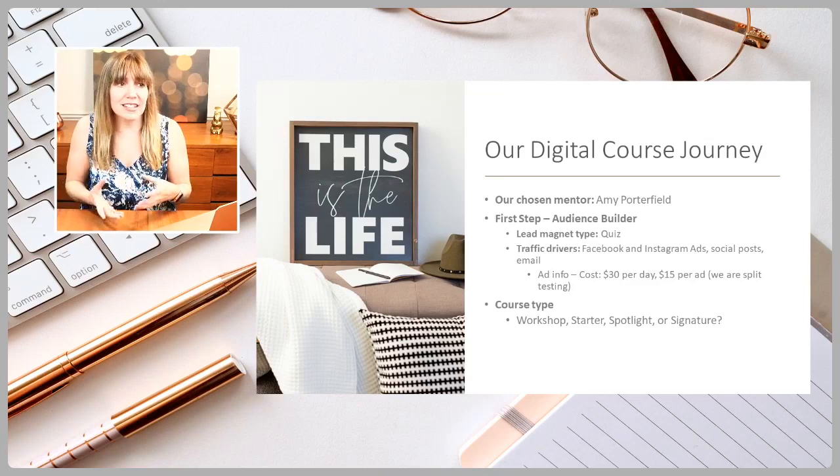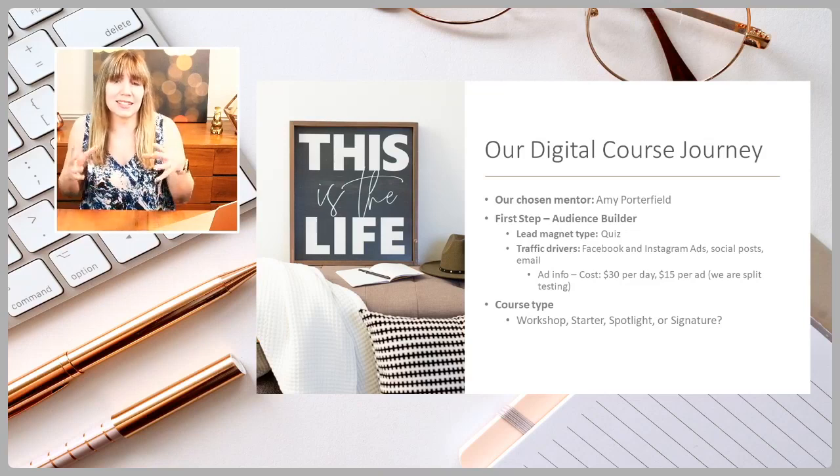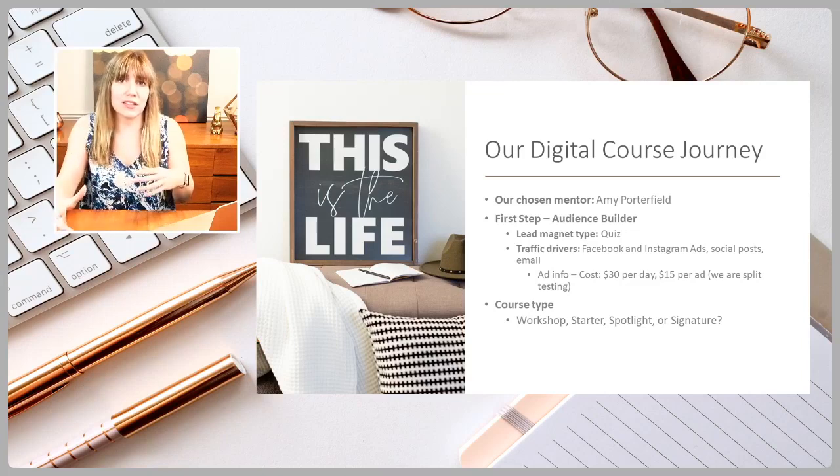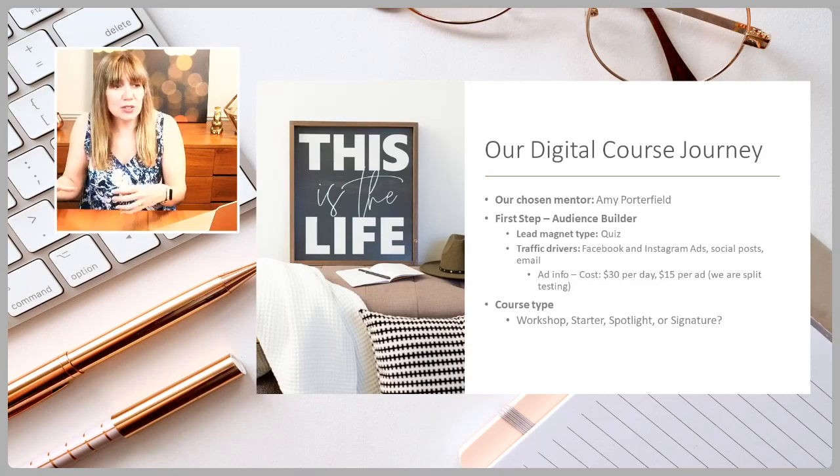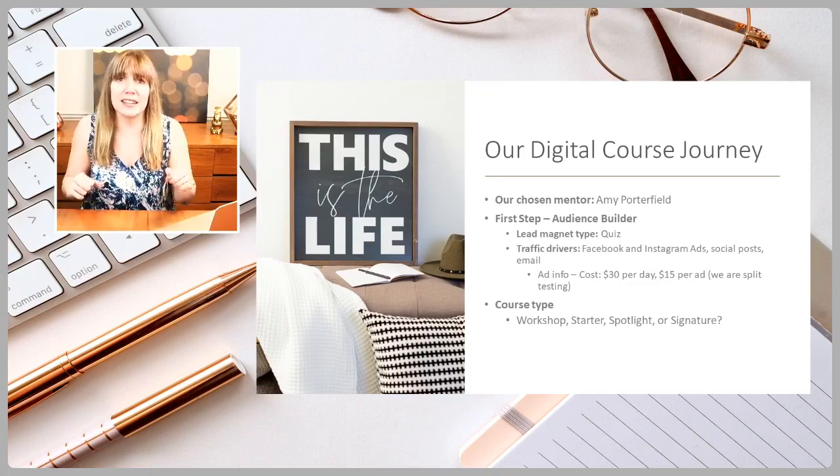Starter course is you're giving them more in-depth information, to give them a solid start to what they want to do. Spotlight is you're going all in on one section of a comprehensive idea. You're spotlighting that one idea. And then a signature course is super comprehensive, nuts and bolts, A to Z. Digital Course Academy is an example of a signature course.